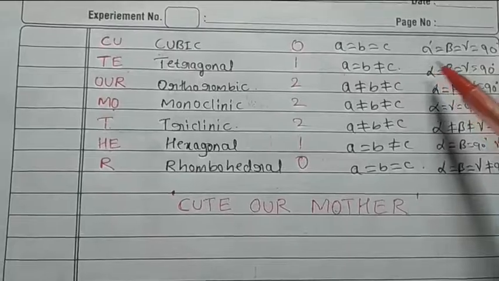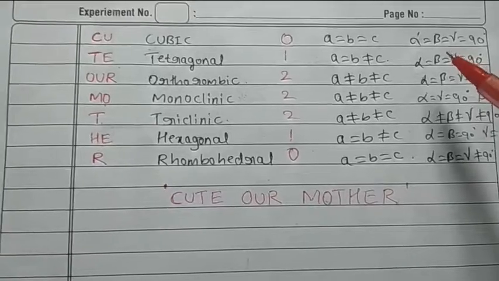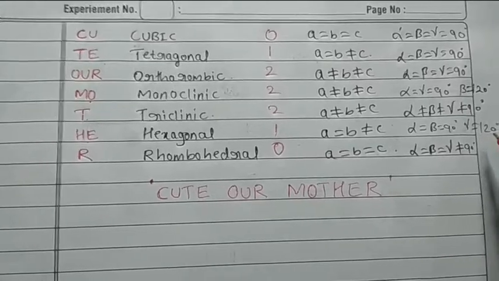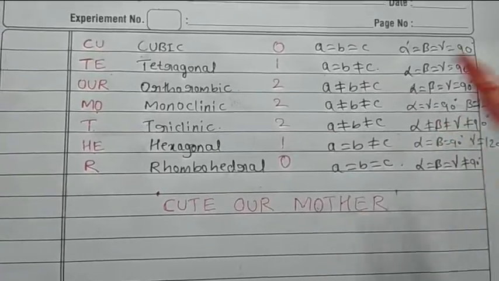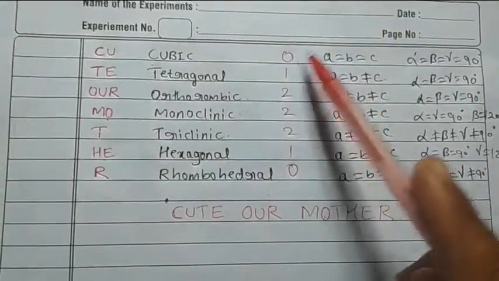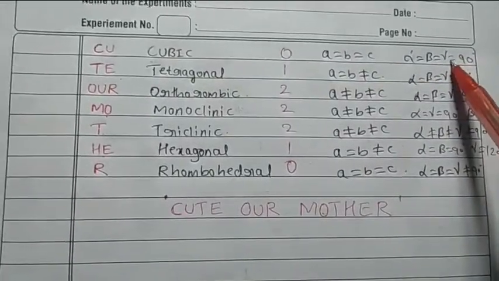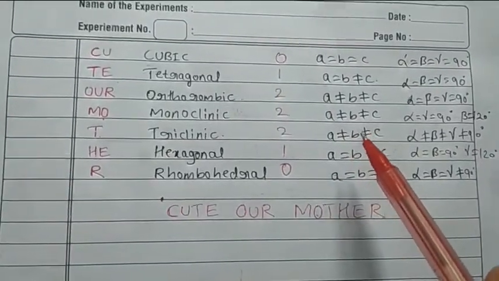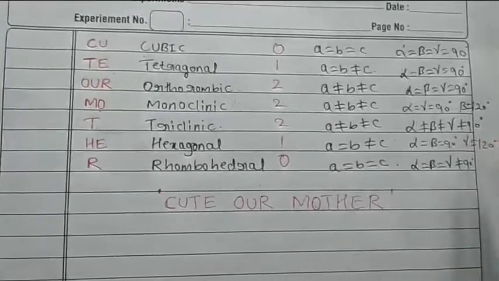And axial angles are simple. First three systems have no inequality, all are equal to 90 degree, and for hexagonal gamma is equal to 120 degree. And one more point is, remember the most symmetric and least symmetric. The most symmetric is cubic. Here A is equal to B is equal to C and alpha is equal to beta is equal to gamma. But triclinic is the least symmetric. A is not equal to B is not equal to C. Alpha is not equal to beta is not equal to gamma is not equal to 90 degree.